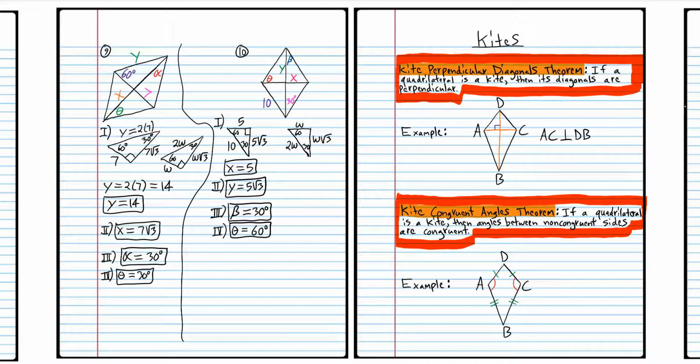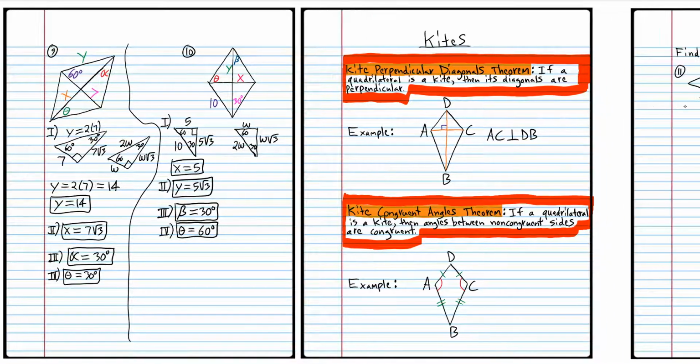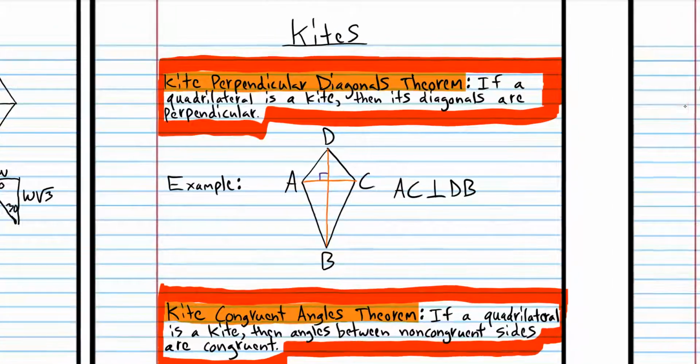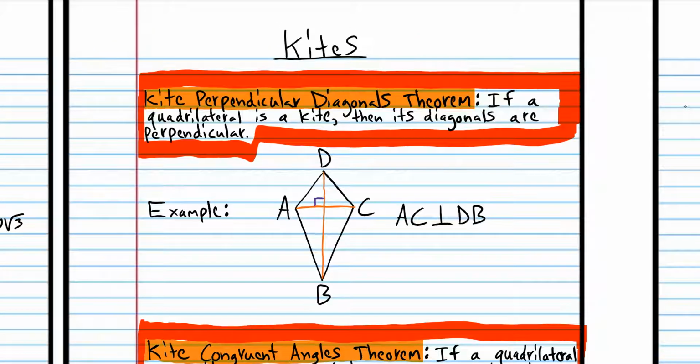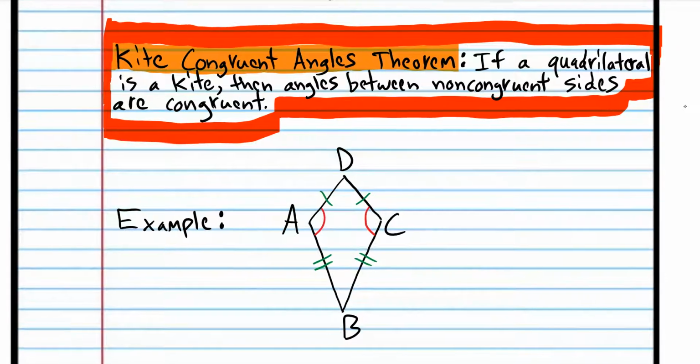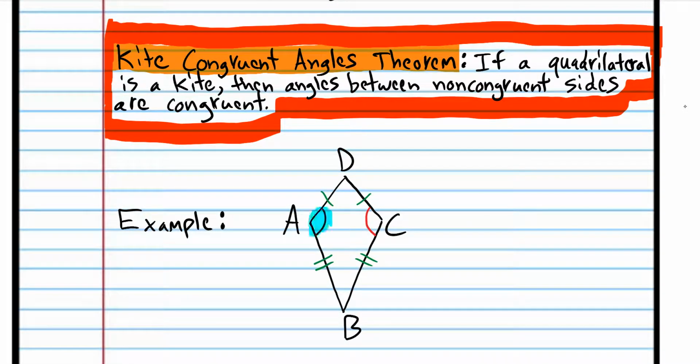All right, so now we learned rhombuses, or rhombi, and now we're going to learn kites. So I want you to go ahead and take a screenshot of these theorems. The first theorem we're going to learn says that the diagonals are perpendicular. So just like the diagonals were perpendicular for rhombi, they're perpendicular for kites too. Second theorem says that these two angles are congruent. Those are the angles that are between non-congruent sides.